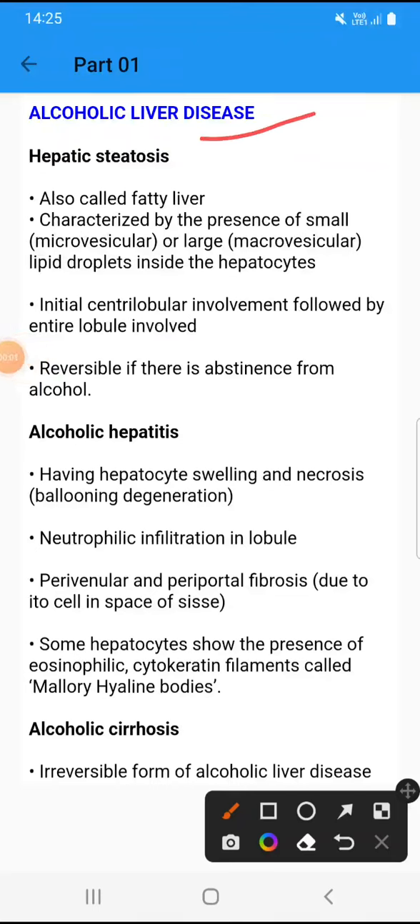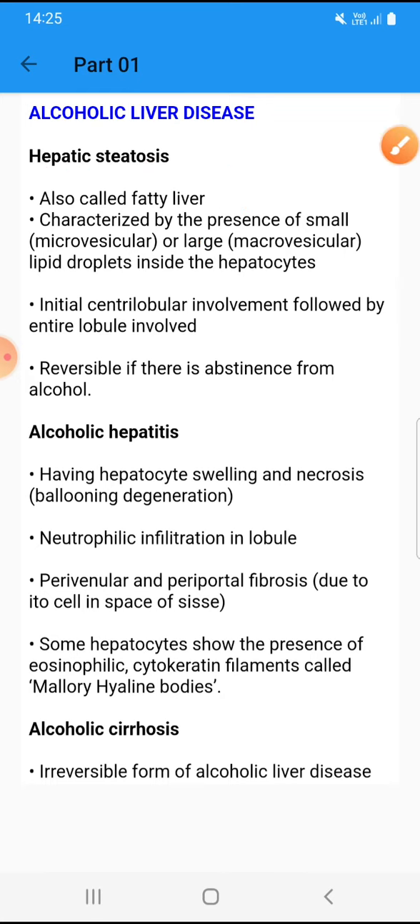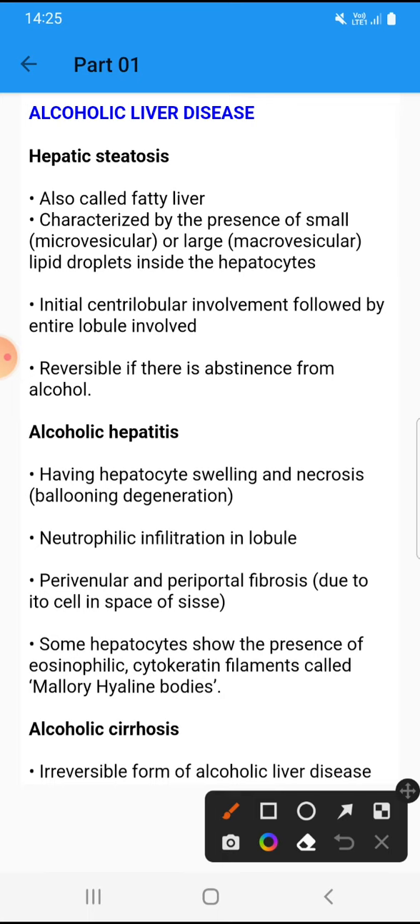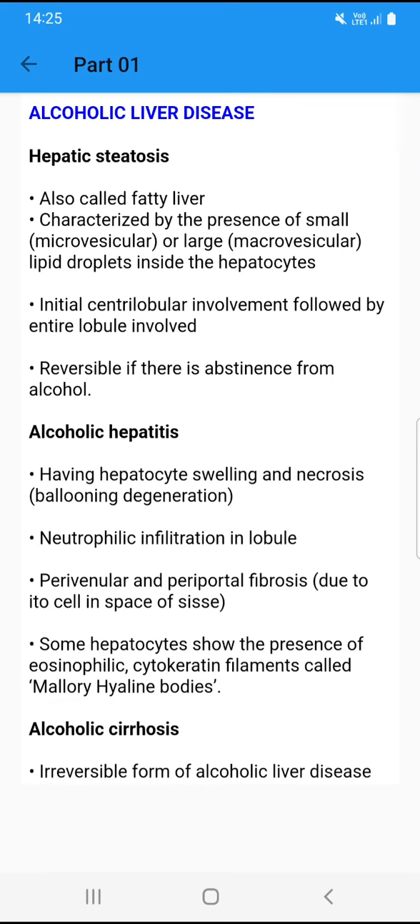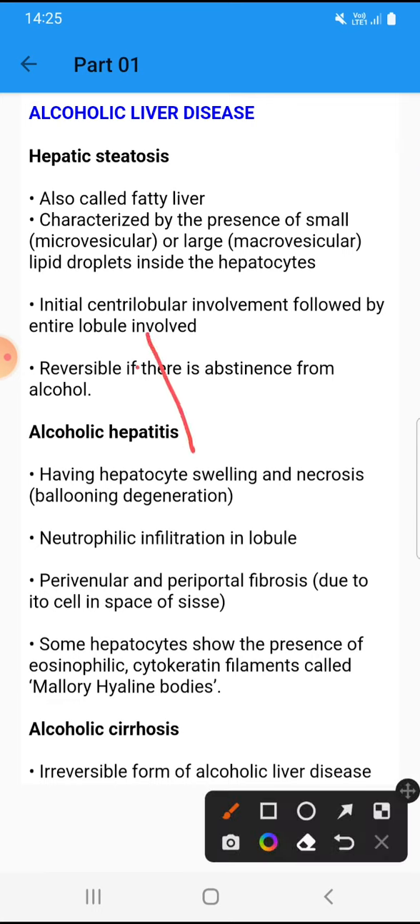About alcoholic liver disease. Hepatic steatosis is the first stage of this. This is also known as fatty liver. The steatosis is fatty liver because of the presence of small and large lipid droplets inside the hepatocytes. Initially there is centrilobular involvement, then there is entire lobule involvement.